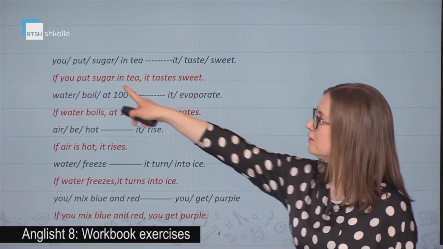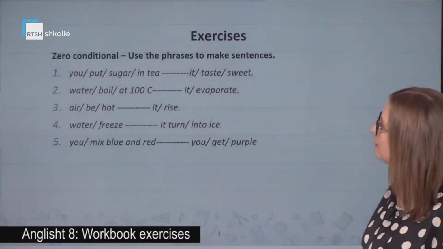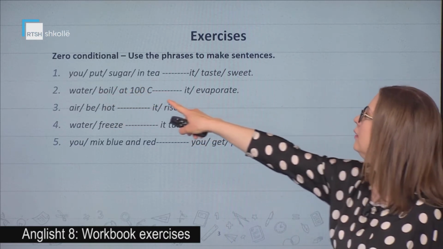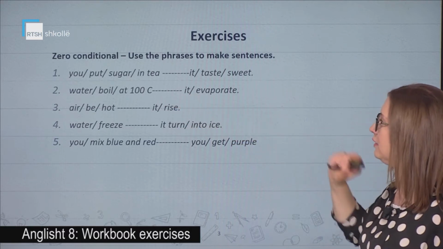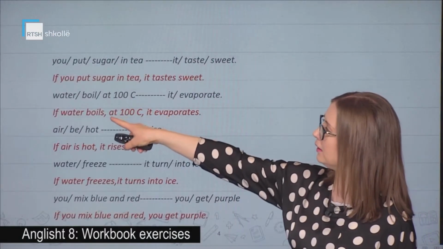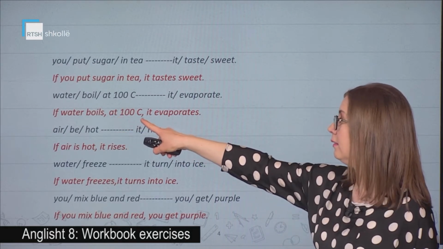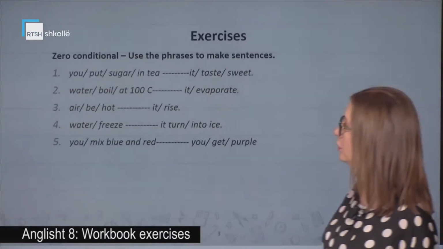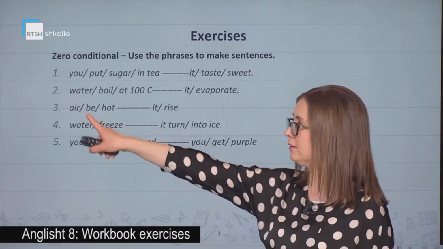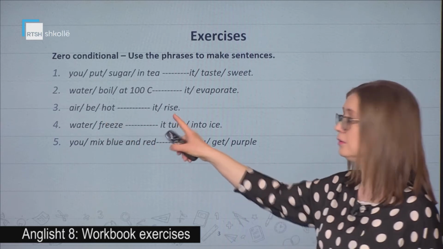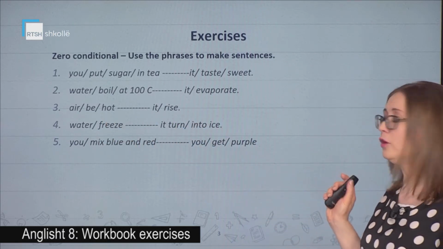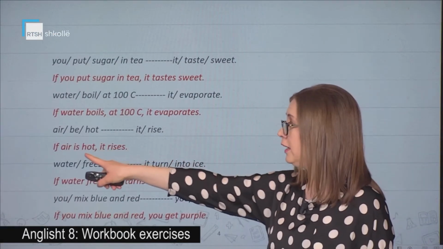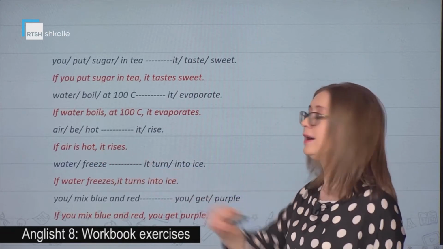These are the words we used to form the sentence. Let's pass to the second one. We have water boil at 100 degrees Celsius, it evaporate. If water boils at 100 degrees Celsius, it evaporates. Let's go on with the third one. We have air be hot. How can we form the sentence by using the zero conditional? If air is hot, it rises.